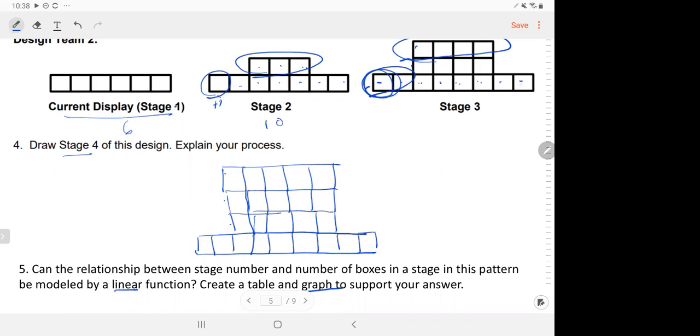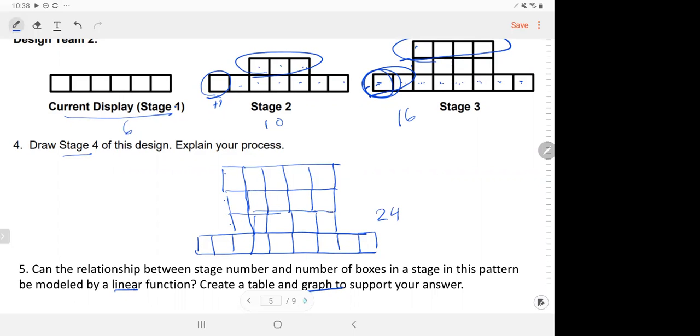For stage 3, I have 1, 2, 3, 4, 5, 6, 7, 8 on the bottom, and then I have 2 rows of 4, so I have 16 boxes. And then for stage 4, I have 9 on the bottom, and then 15 for those 3 rows. So then I have 24 boxes.